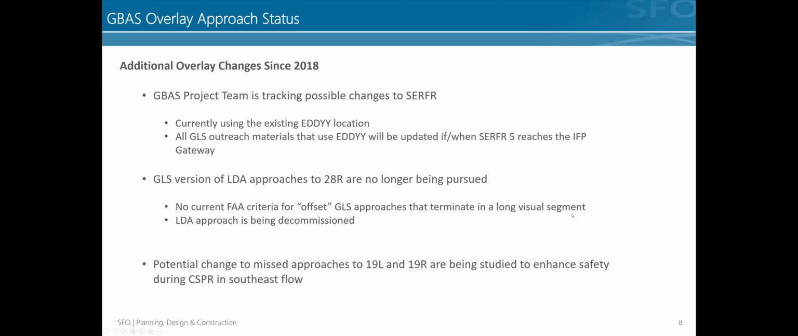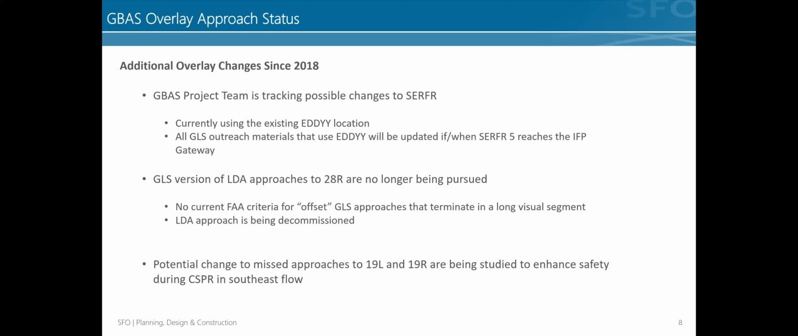So just moving forward, I'm on page 8, if folks are also tracking on the PDF that was downloaded. There have been some changes that we are trying to track with these overlay procedures specifically. The first one, which I'm sure is no surprise to many of the participants here, is the possible changes to the SERFR arrival. In many respects, the folks participating here may have excellent, if not better, insight into what is occurring with potential changes to SERFR. From the very limited perspective of the GBAS project, we are focused on 2 things: when that procedure may become published, and the second piece is what may happen to the location of EDDYY.